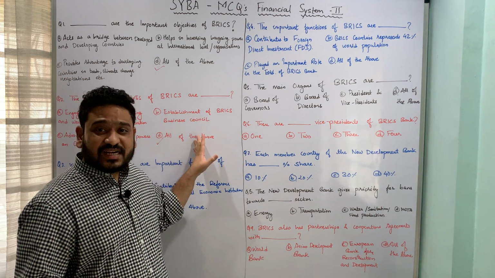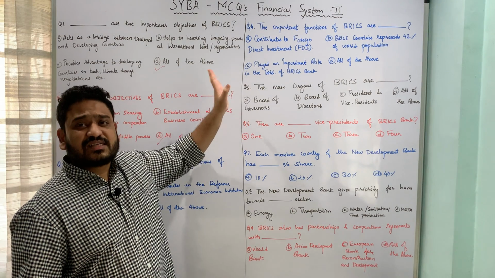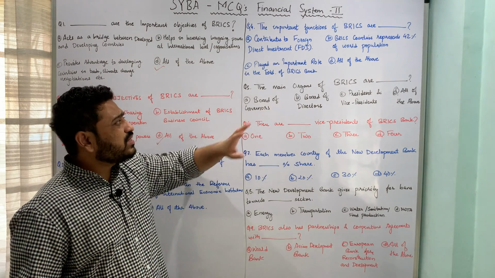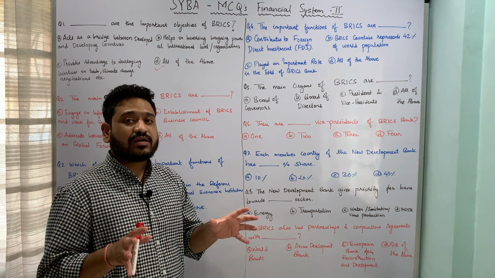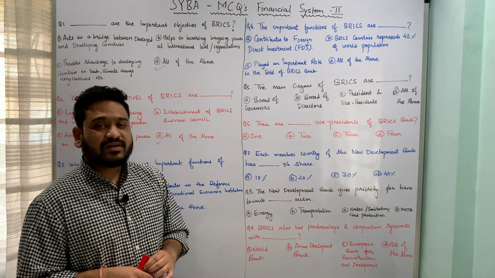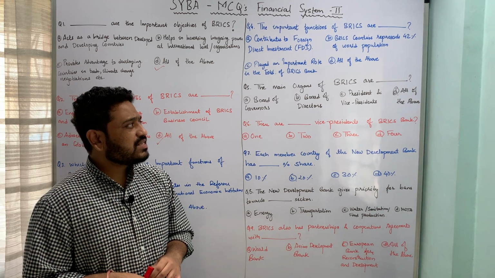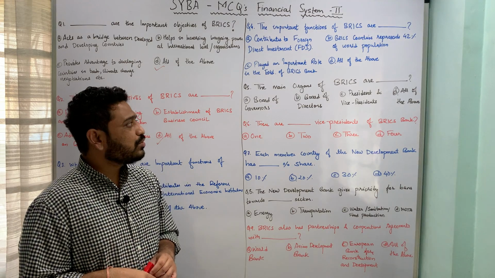I hope the objectives as well as the functions of Brics Bank or Brics per se, to be very precise, are pretty much clear. Let us now move to the next one. The next one is the main organs of Brics are dash. The main organs or decision making bodies of Brics are what? First is A, board of governors; B, board of directors; C, president and vice presidents; and last is all of the above, that means presidents, vice presidents, board of governors and board of directors.